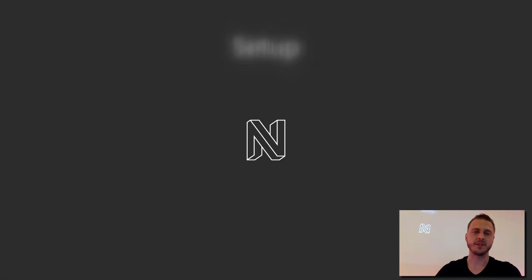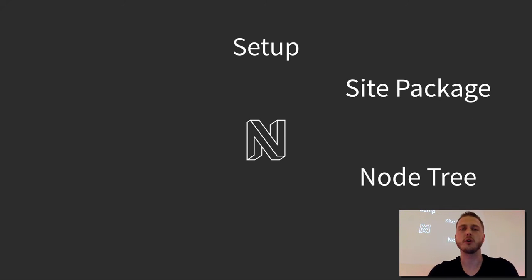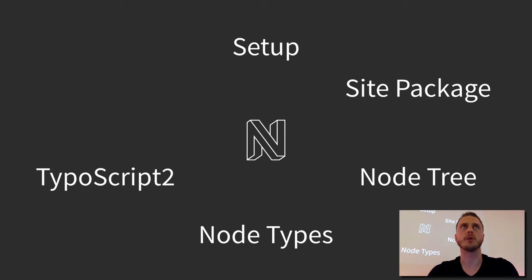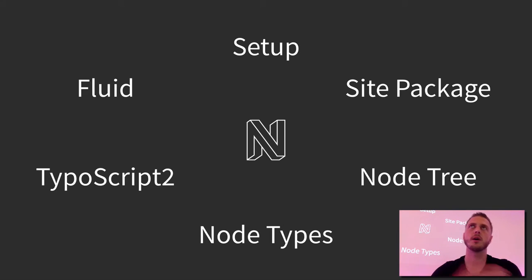Right. These are the things you will encounter: set up. I'm going to talk about what a site package is for a moment. I'm going to show you the node tree. All the content is organized in the node tree in Neos. We're going to have a look at node types quite closely, and then how to connect these with TypoScript 2, which is going to be called Neos Fusion from December on, from the next release on. And finally, templating in Fluid. So quite a bit of content in this presentation.